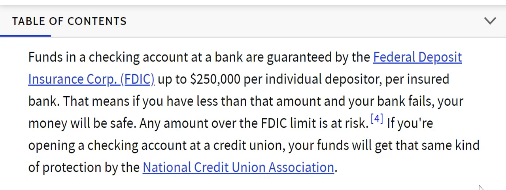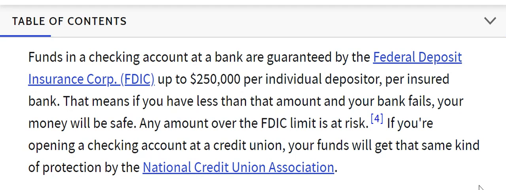Funds in a checking account at a bank are guaranteed by the Federal Deposit Insurance Corps, up to $250,000 per individual depositor per insured bank. That means if you have less than that amount and your bank fails, your money will be safe. Any amount over the FDIC, Federal Deposit Insurance Corps, limit is at risk.